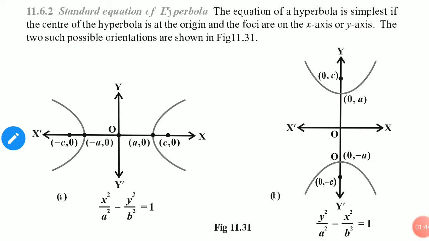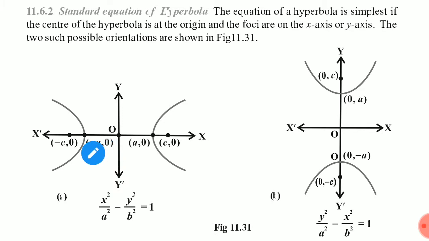Now we will find the standard equation of the hyperbola. It's very important that you understand it properly. The equation of a hyperbola is simplest if the center of the hyperbola is at the origin, the intersection of the x-axis and y-axis. So this is called a standard hyperbola. The foci are on the x-axis or the y-axis, giving two possible orientations. This one is a horizontal hyperbola, and this one is a vertical hyperbola. Now see the difference in both orientations.